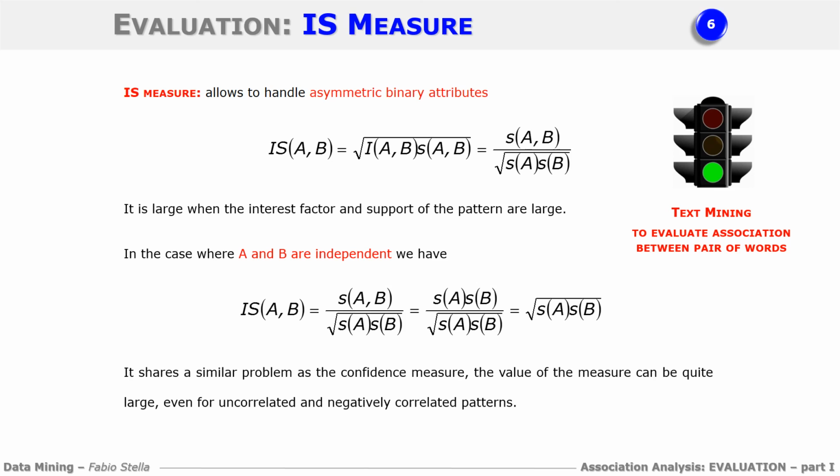The IS measure shares a similar problem as the confidence measure. In particular, the value of the measure can be quite large, even for uncorrelated and negatively correlated patterns.